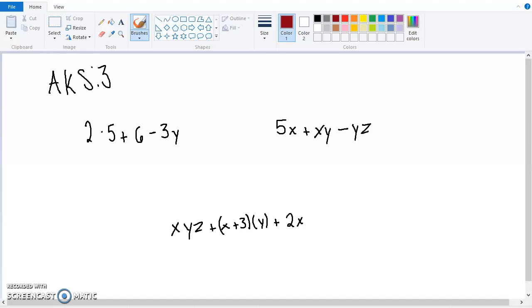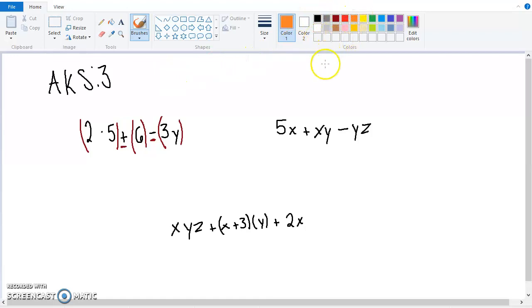AKS3 is interpreting parts of an expression such as terms, factors, and coefficients. Your terms are things getting added and or subtracted. So in the first expression I've set up, your terms would be 2 times 5, 6, and 3 times y. The reason is these are the things that are getting added and or subtracted within the expression. So you have 3 terms.